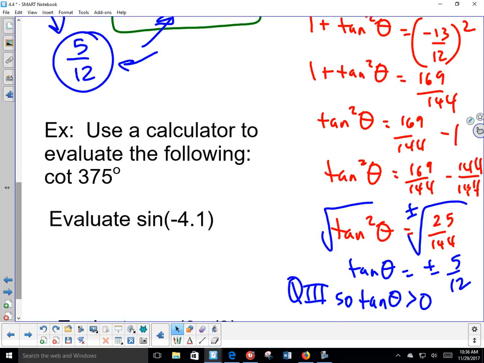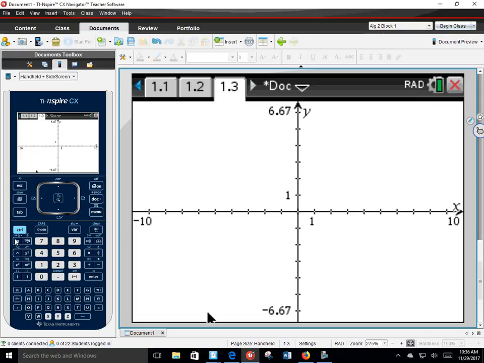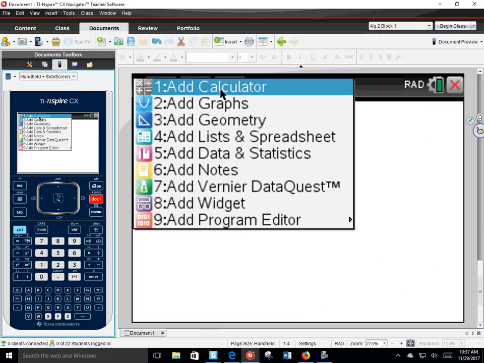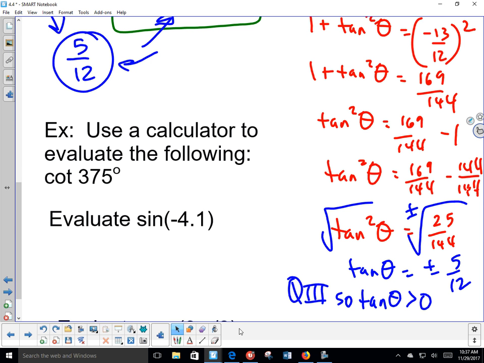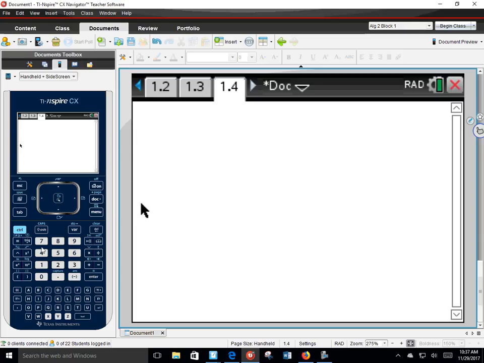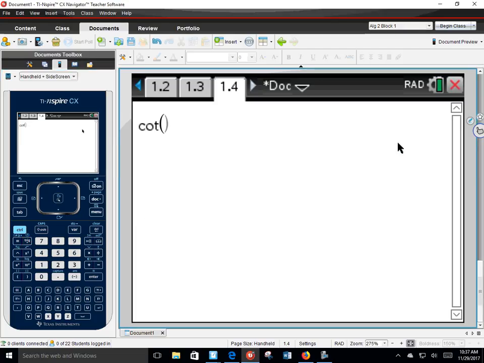All right, let's talk about this. Use your calculator to evaluate the following. How about cotangent of 375? So we reach for our calculator, and going to a calculator page, we wanted cotangent of 375. So I go to trig, cotangent of 375. Now notice I'm in radian mode, as you are. We all made a pact, right? Yes.